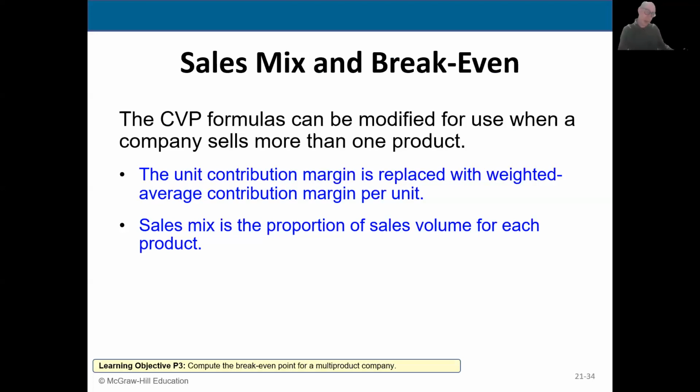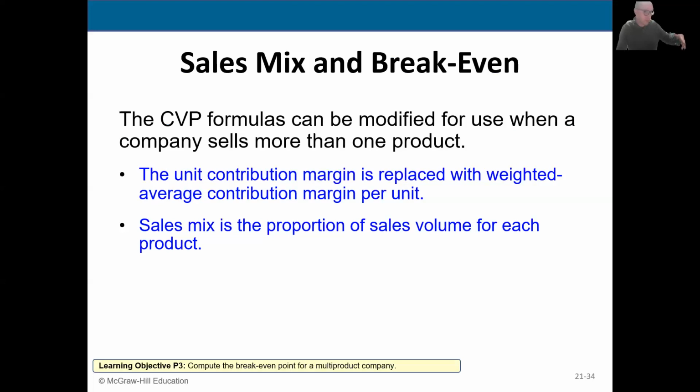Well, how do you figure out break even with two different products? I got two different variable costs, I got two different contribution margins. We calculate this thing called the sales mix. The sales mix represents the portion of sales volume for each product that we sell.